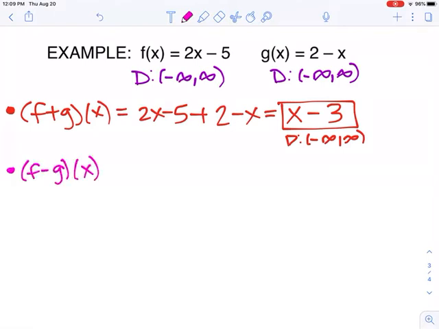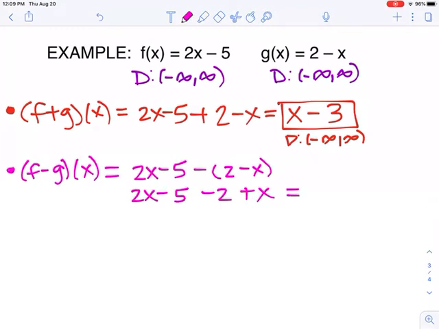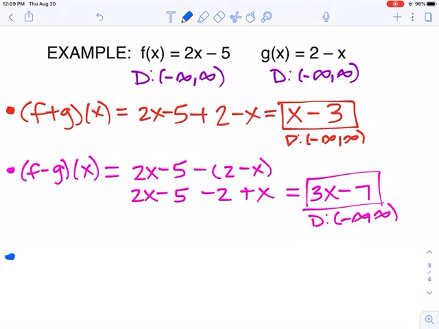Okay. Next, let's talk about the subtraction. Here, we are going to take f, and we are going to subtract all of g. So please put g in parentheses, because that subtraction will need to be carried through. So we get 3x minus 7, which once again is linear. So we have a domain of all real numbers.